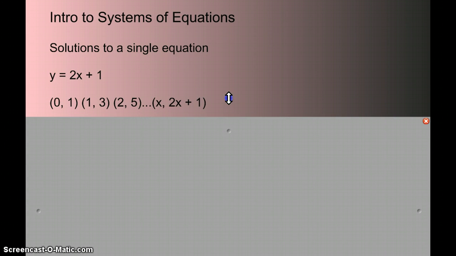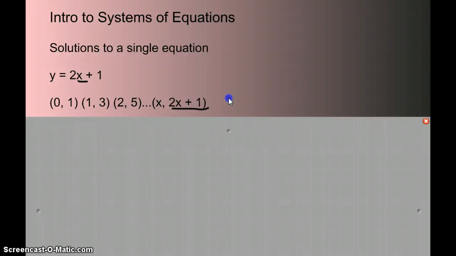If x is 0, y is 1, because I'm just substituting 0 in for my x here, 2 times 0 plus 1 is 1. So if x is 0, y is 1. If x is 1, 2 times 1 is 2, plus 1 is 3. If x is 2, 2 times 2 is 4, plus 1 is 5. And so we just follow that rule all the time, that we plug in an x, and to get our y, we take our x times 2 plus 1.